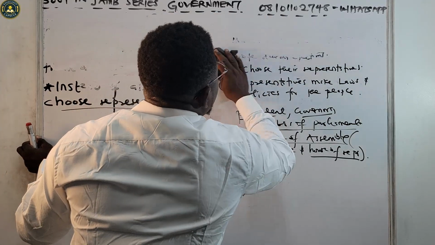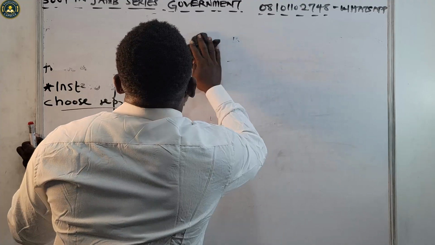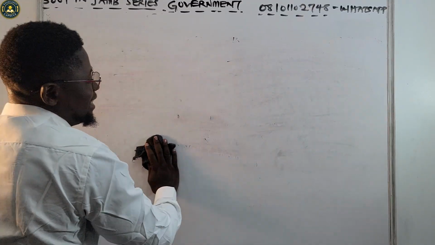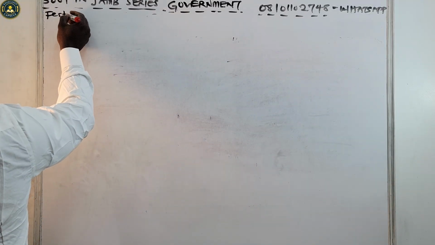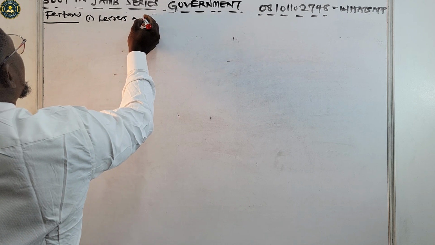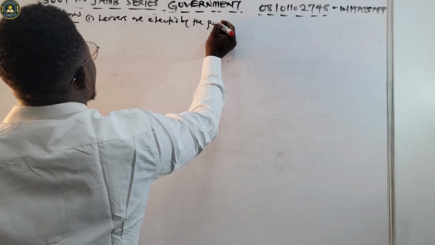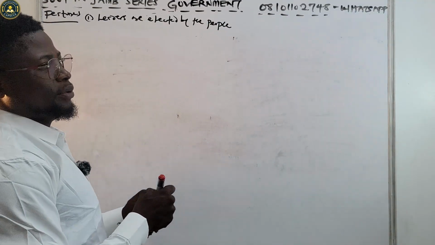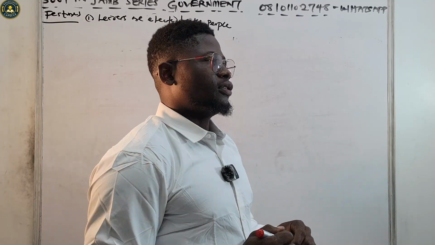So when it comes to representative government, what are the characteristics? Number one, leaders are elected by the people. Very simple. Leaders are elected by the people, and then the representatives now go and make laws for them.